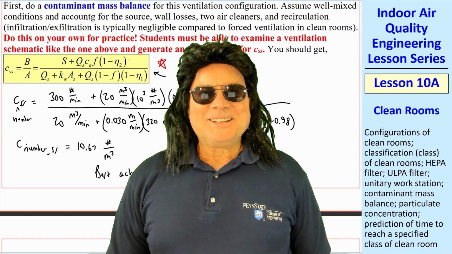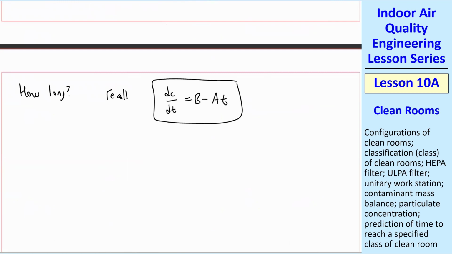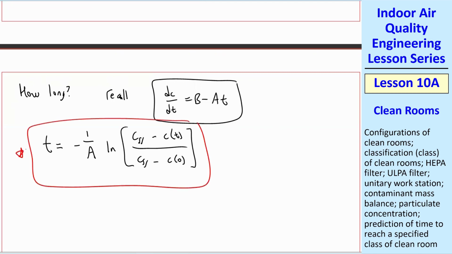Bummer, dude. A will be this denominator divided by V, volume, and the B will be this numerator divided by volume. So we have A, and if you recall, once you have it in standard form, t equal -1 over that coefficient A, natural log of C_ss minus C at some time over C_ss minus C at time 0. That's the equation we use. How long will it take to get there?